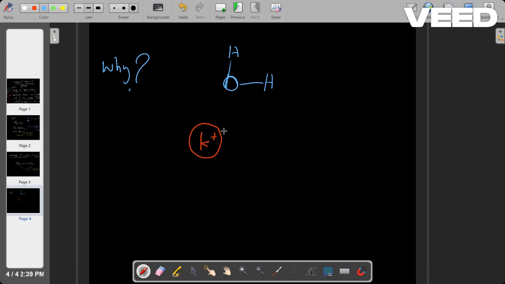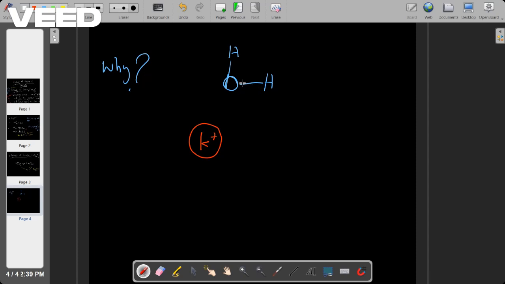Now here we have the potassium plus ion. So between this and the water molecule, it is polar, right? It has a polar bond. It is here, delta minus, delta plus. Right? So therefore, it is polar.